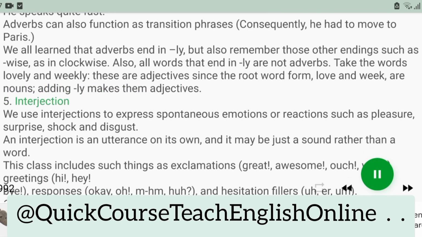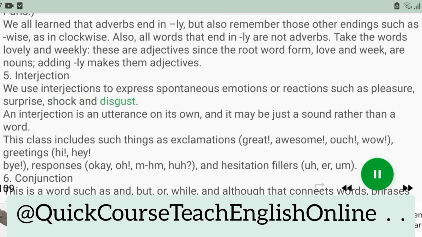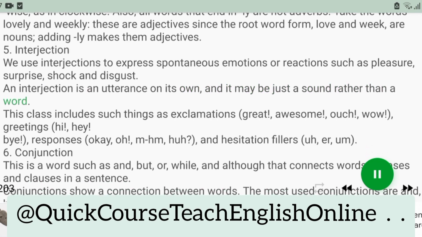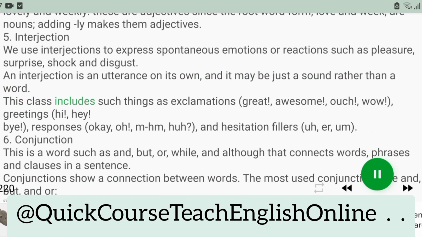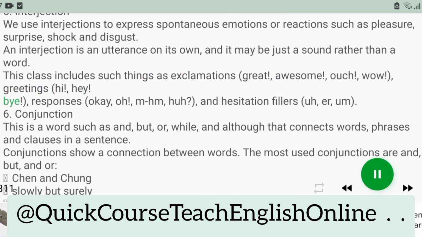5. Interjection. We use interjections to express spontaneous emotions or reactions such as pleasure, surprise, shock, and disgust. An interjection is an utterance on its own, and it may be just a sound rather than a word. This class includes such things as exclamations great, awesome, ouch, wow, greetings, hi, hey, bye, responses okay, oh, huh, and hesitation fillers.